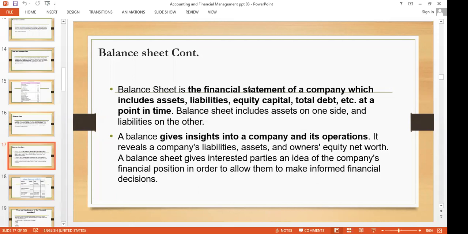Balance sheet includes assets on one side and liabilities on the other side. A balance sheet gives insights into a company and its operations. It reveals a company's liabilities, assets, and owner's equity, net worth. A balance sheet gives interested parties an idea of the company's financial position in order to allow them to make informed financial decisions. They can get an idea from our balance sheet: how much are our assets, how much are our liabilities.